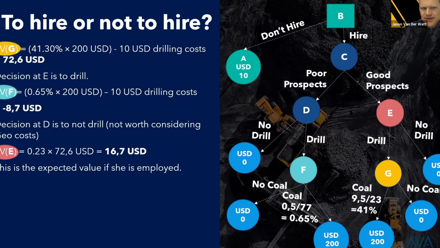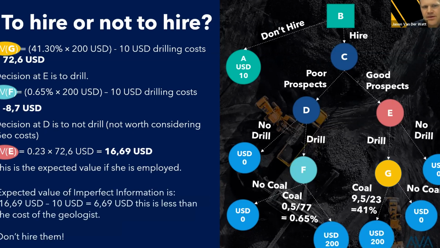So if we look at event E now, we've got to apply our probability, our 23% that the prospects are good, there is coal, to our value of the underlying decision, which is $72, and our net impact is $16.7. Now, what we need to factor in then is that for that $16, we've got a $10 cost for the drill, which leaves us with $6.69. Okay. So we need to now subtract the geologist's costs, which is $7. So it actually doesn't make sense to hire the geologist.